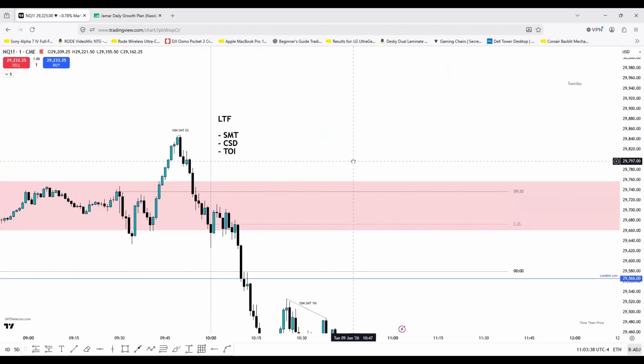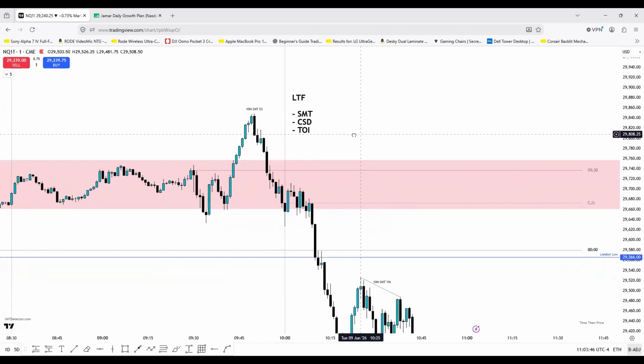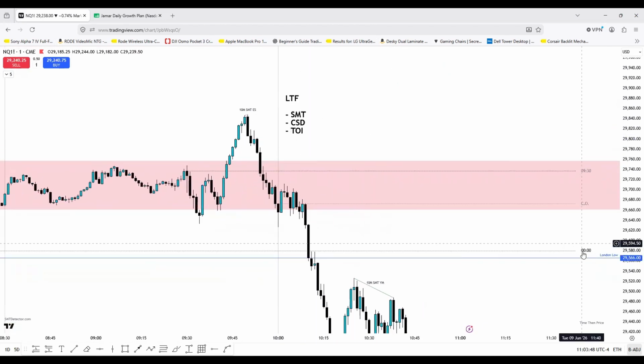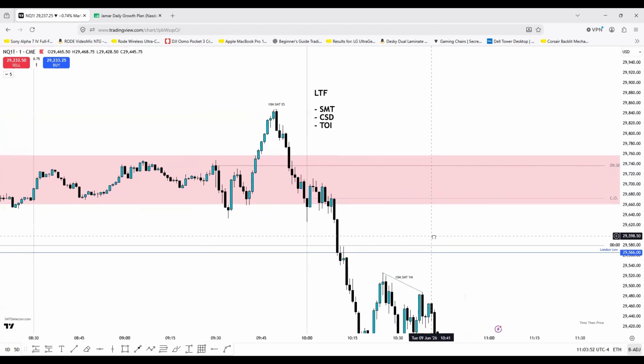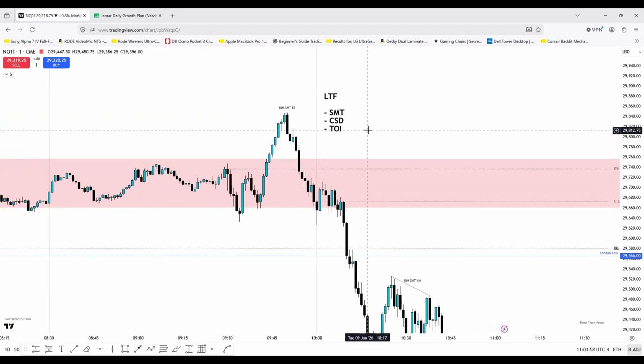Another thing we noticed is that at the 9:30 open, we pushed above it, which is another sign that the market will most likely want to trade lower after that. Also, we're above the midnight open with a lot of sell side liquidity below us after taking London highs, previous daily high, and obviously the Asia high.